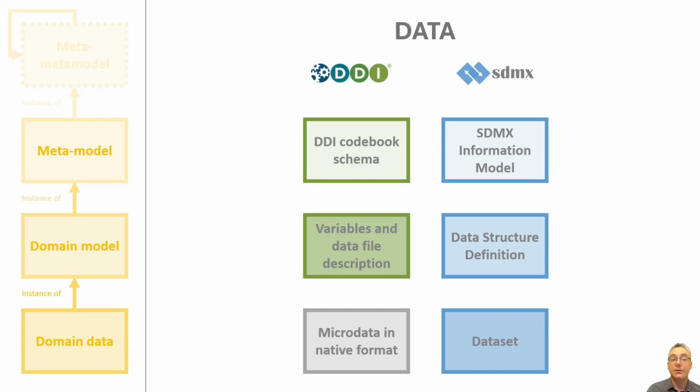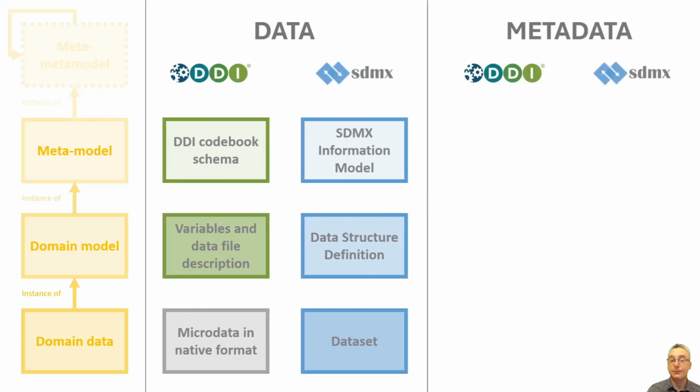Having examined how data and its structure are represented in DDI and SDMX across different abstraction layers, let's now turn to metadata. Specifically, the descriptive information about data, commonly referred to as descriptive or reference metadata. We'll see the situation is slightly different.